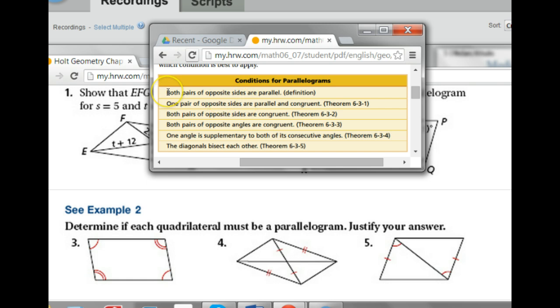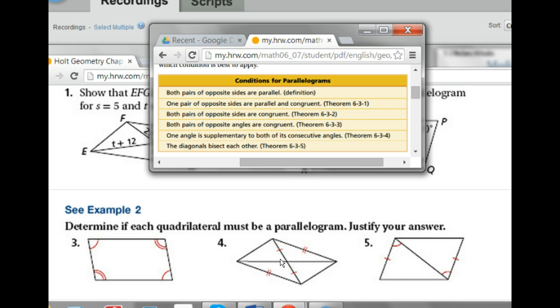If you notice, the first one here says both pairs of opposite sides are parallel. We don't have that. The next one says one pair. Well, we have both pairs, and this is in reference to sides, so we're not doing that one. If you keep going down, we find this one here. The fourth one down says both pairs of opposite angles are congruent. So next to number 3, you can either write both pairs opposite angles congruent, or you can write theorem 6-3-3. That's the answer to number 3. You say yes, and theorem 6-3-3.